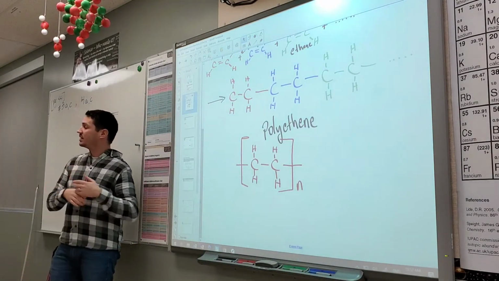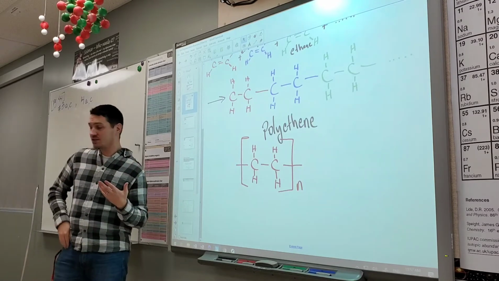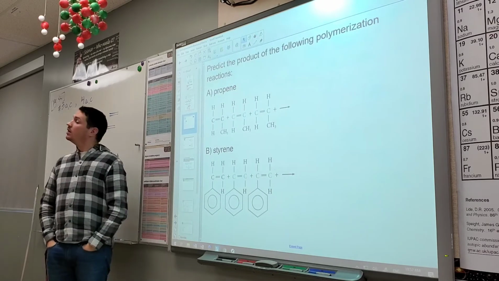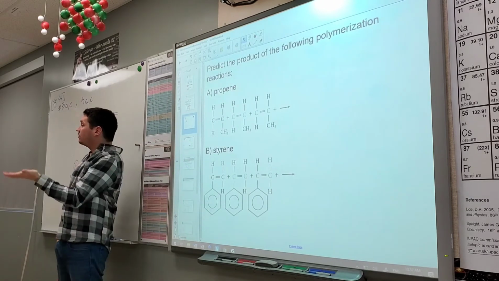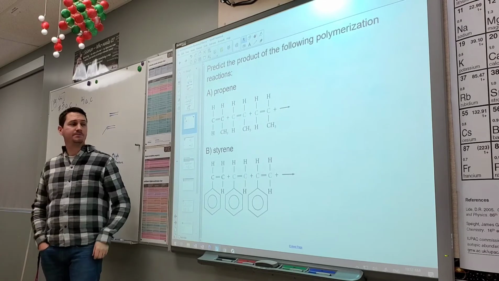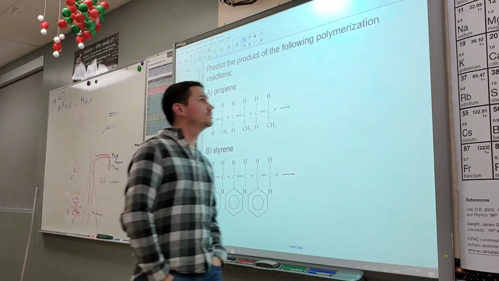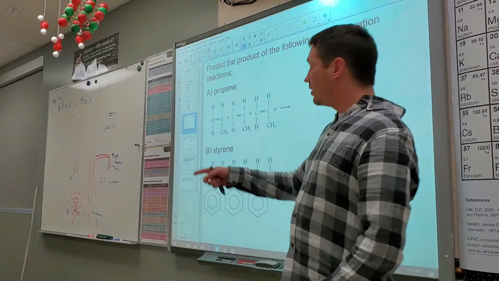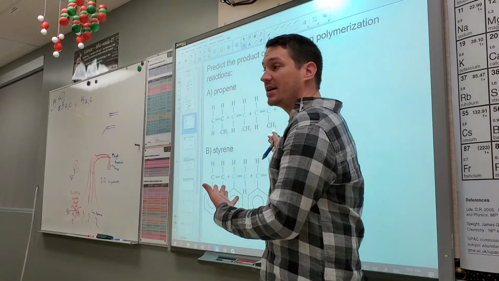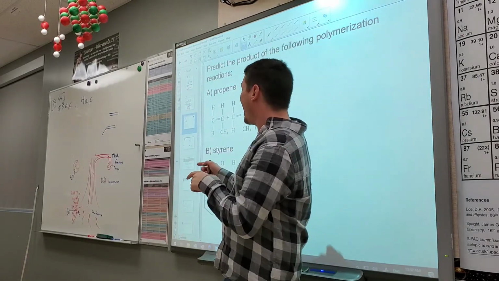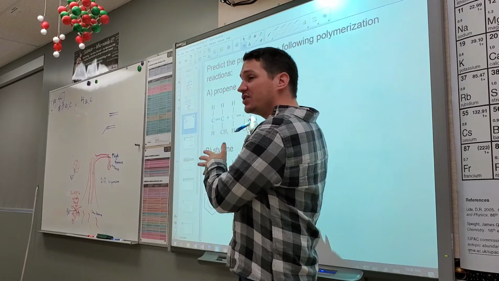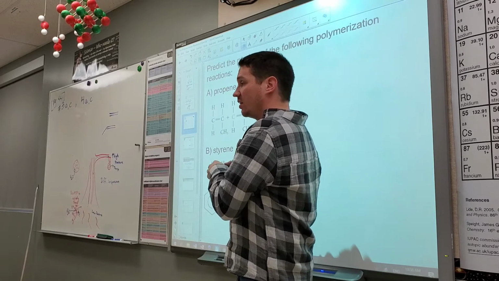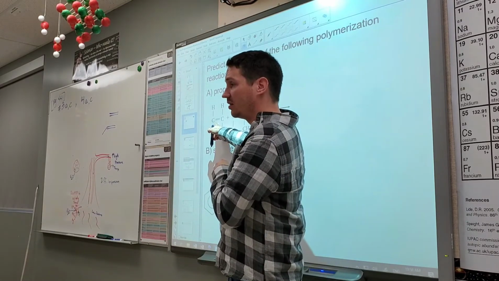So let's try and look at some other examples. This is polyethylene. This is propene, right? So let's make some polypropylene, or polypropene. This is still an addition polymerization reaction. So what's going to happen? I would like you to actually draw in here what's happening during this reaction. Are we breaking this first double bond?